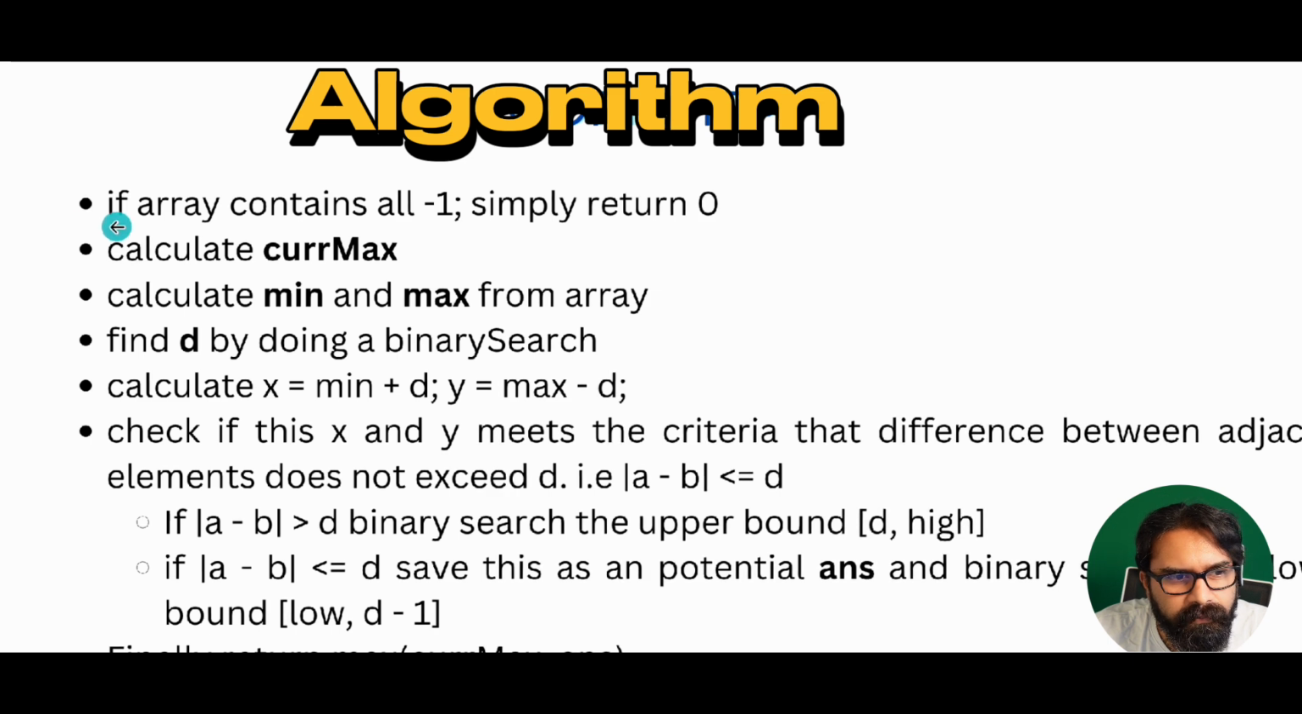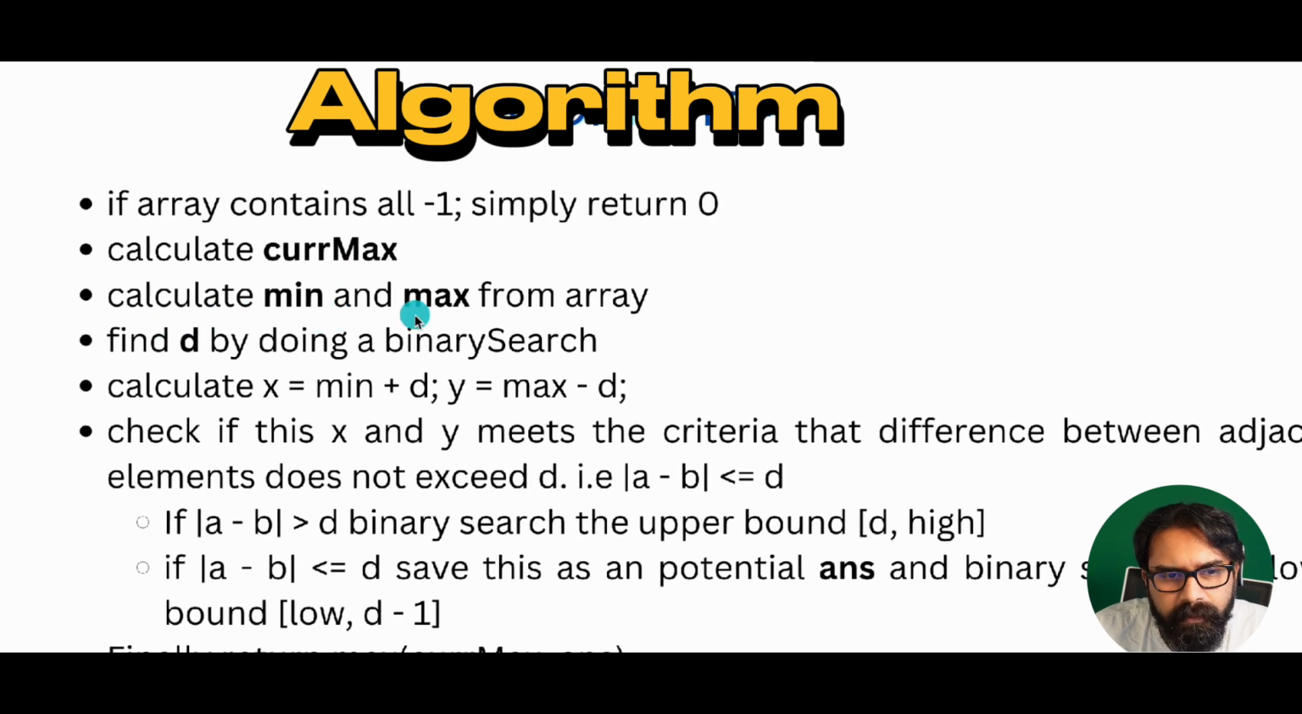So let's start with the first one. If the array contains only -1, simply return 0. It's the easiest use case. We can also see it in the sample test case given for this problem. Calculate current max. That's the existing max that we have for a given set of array elements. Now we shouldn't forget about this. We saw this in the edge case.